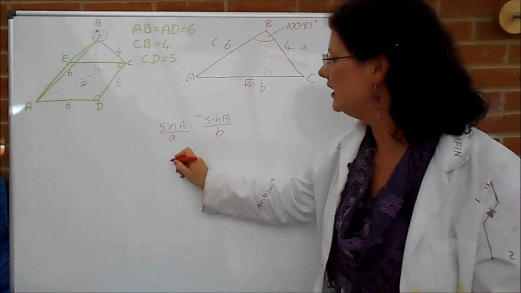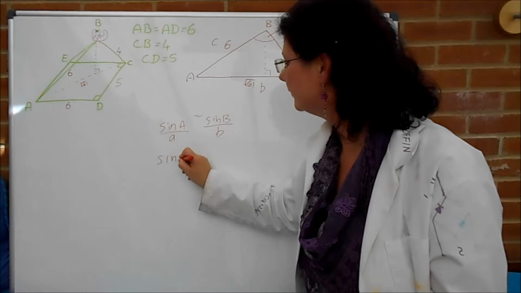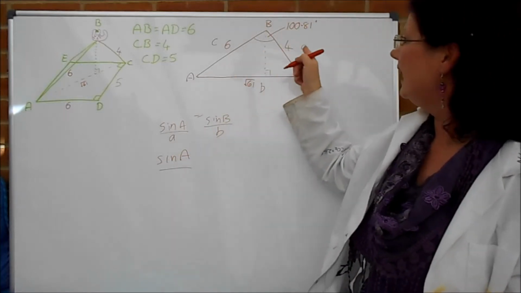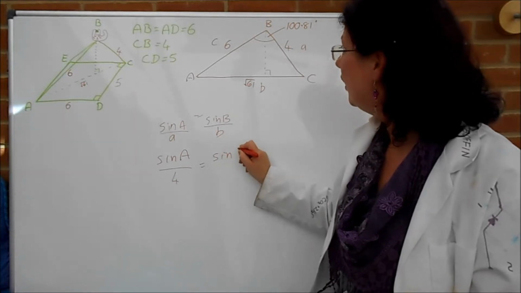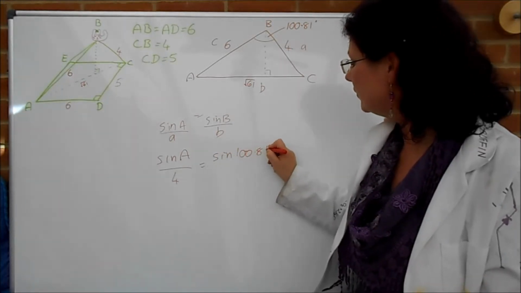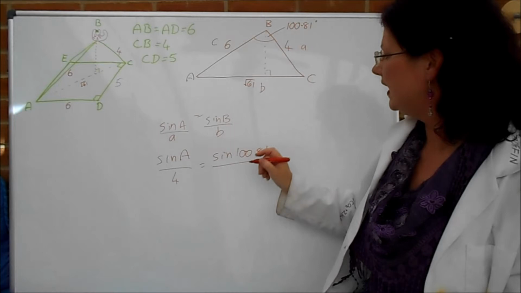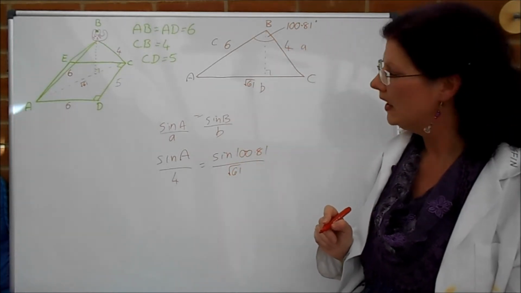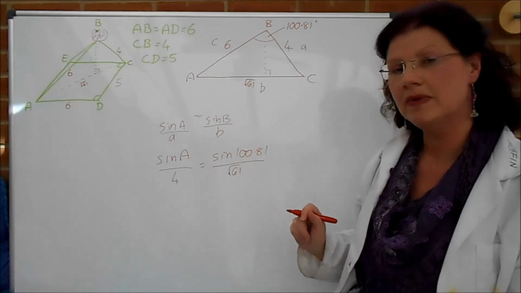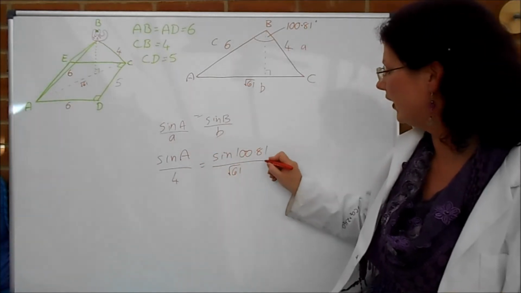So sine A is the thing we want, over A, which is 4, equals the sine of 100.81 over B, which is root 61. Okay, what we're going to do here to rearrange that to make it equal sine A is we're going to multiply both sides by 4.